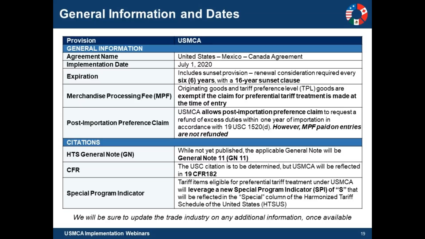In terms of USMCA citations, while not yet published, the applicable general note will be General Note 11. USMCA will be reflected in 19 CFR 182. Tariff items eligible for preferential tariff treatment under USMCA will leverage a new special program indicator, SPI of S, as in Sam, that will be reflected in the new special column of the Harmonized Tariff Schedule of the United States, or HTSUS. We will be sure to update the trade community with any and all information once available.